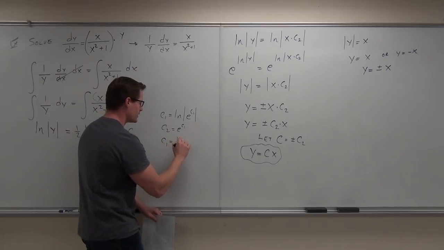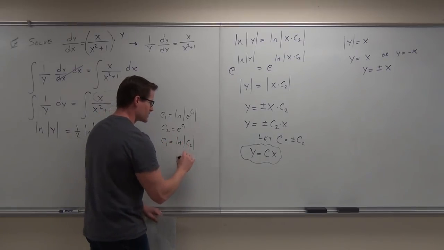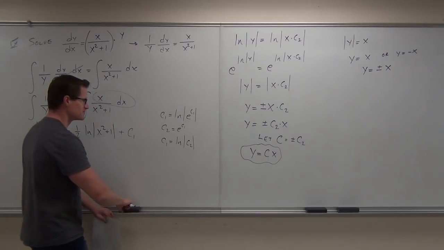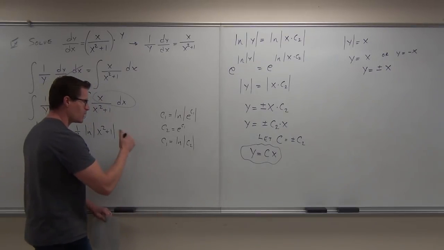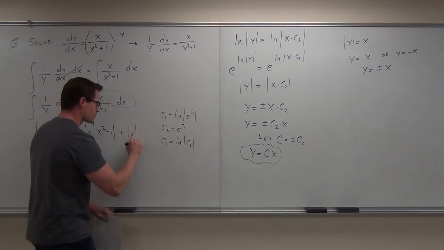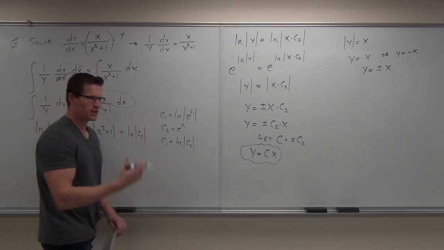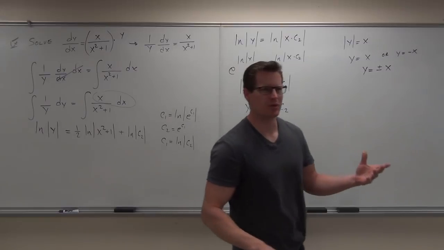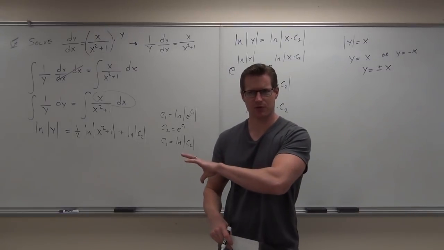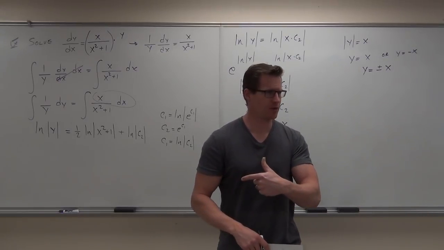C1 equals ln. Too many C's. I know. So we go, okay, C1 now equals ln absolute value C2. And you can define it that way if you want to. It's the same thing we've done before. Do I need to explain that further for you, or are you guys okay with that one?